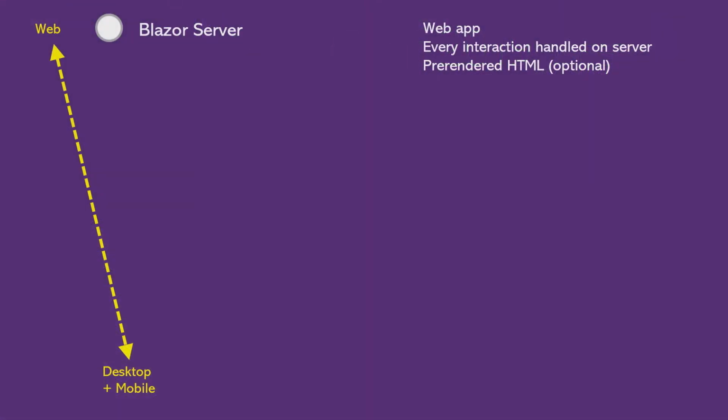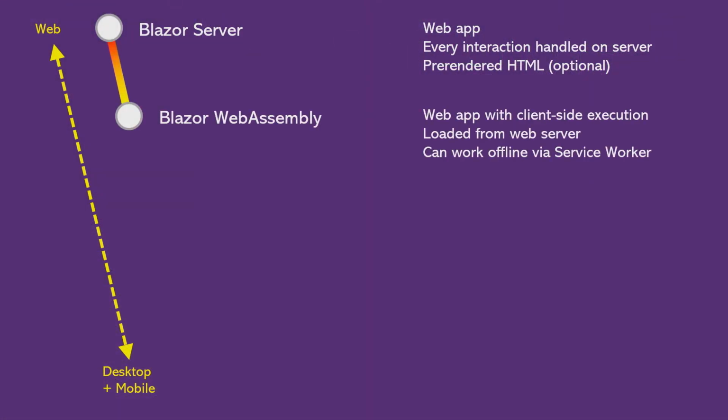OK, so what's the next step on adding more native-like capabilities to our Blazor application? Well, the next step is Blazor WebAssembly. Blazor WebAssembly apps run in the browser on a WebAssembly-based .NET runtime.